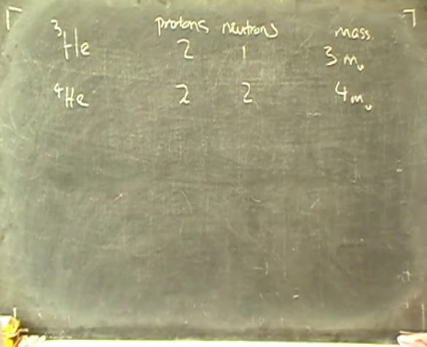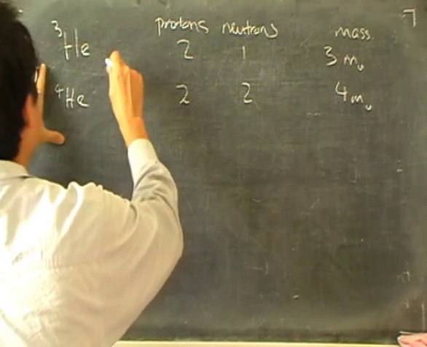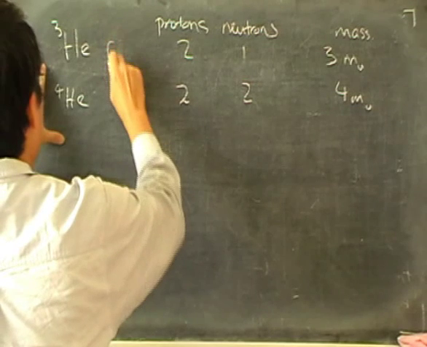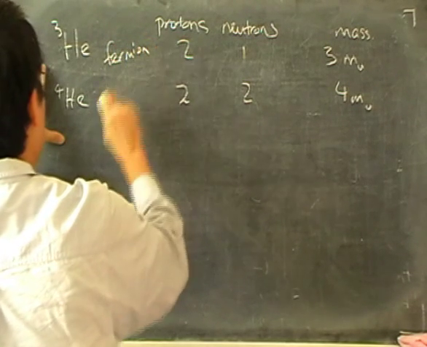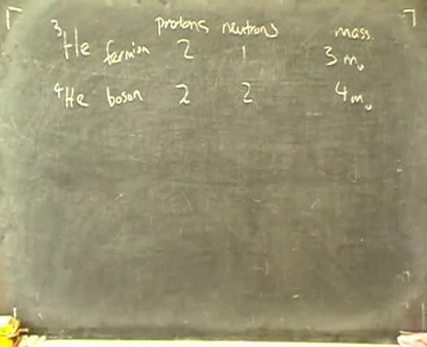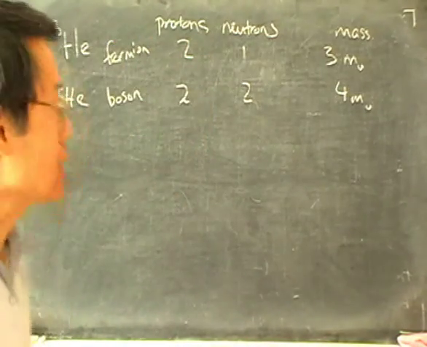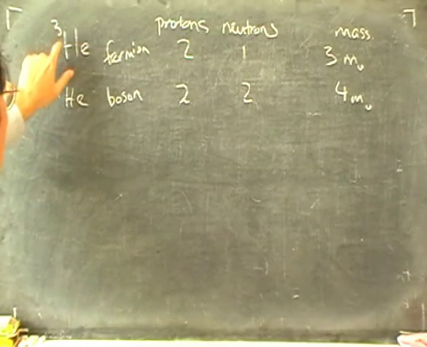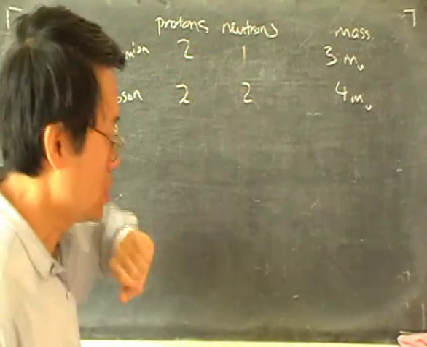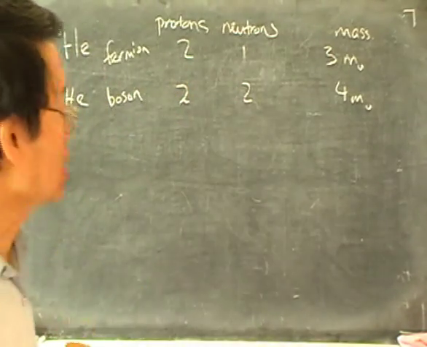Now the other thing is that helium-3 is a fermion and helium-4 is a boson. The reason is that each of the proton and neutron has a spin half, just like an electron. So for helium-3, the total spin of the three protons and neutrons is half, but for helium-4, the resultant spin is 0.